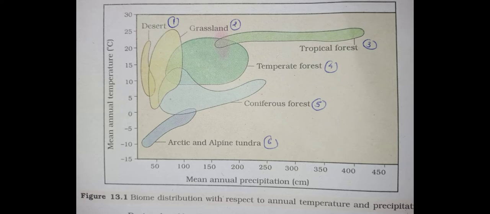If we talk about the tropical forest, the temperature will be about 20 to 25. And now see, maximum precipitation is there, meaning up to 400 centimeter. So you can analyze this chart like this, but you will remember all these names.